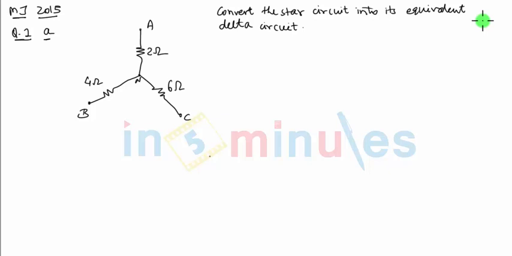So this was based on the star delta transformation that we have discussed in one of the topics in the very first chapter. Here we have to convert the given star circuit to the delta circuit, so we'll be using the appropriate formula of star to delta conversion.